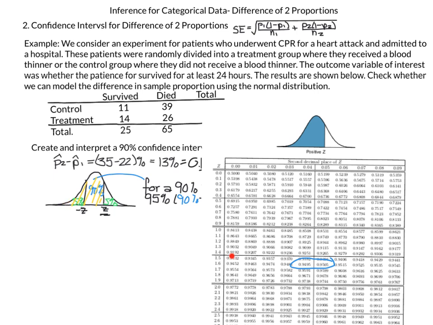Looking here for 95%, I see we have 0.9495 and we have 0.9505. So it's right in between here. It's between our z-score of 1.64 and 1.65, so 1.645. And I'm going to use the z-score, my 1.6, and I'm just going to go with the 5 at the end. So I'm going to say z-star is 1.65.